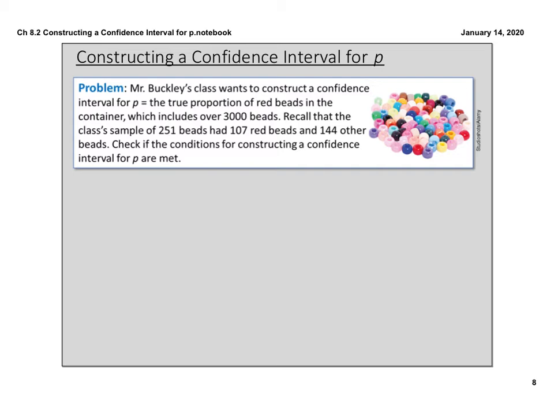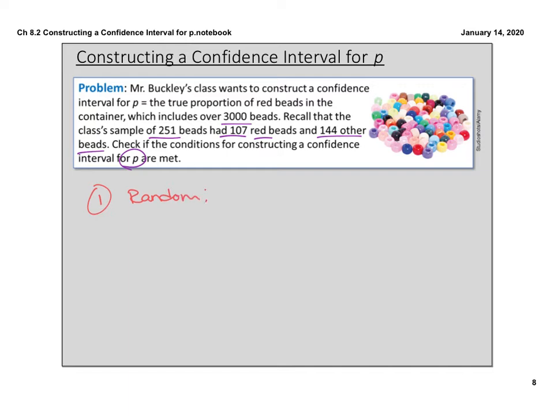So there was a bucket that had 3,000 beads in it. The class pulled a sample, and in the class's sample, there were 251 beads, and 107 of them were red, 144 were other colors. So check if the conditions for constructing a confidence interval for p are met. Here are your three conditions. Number one, random.